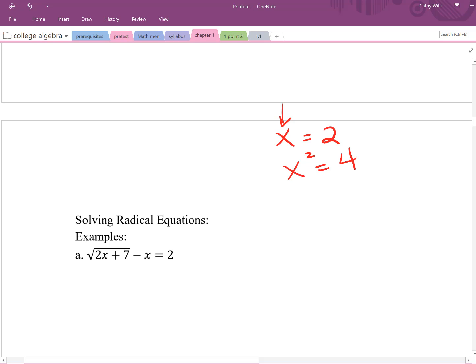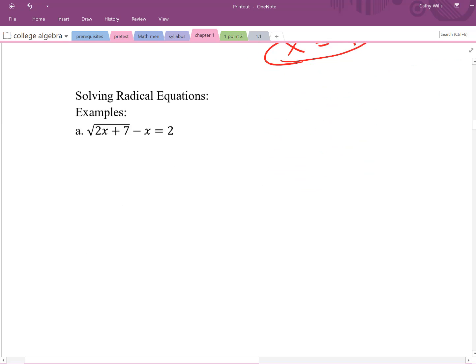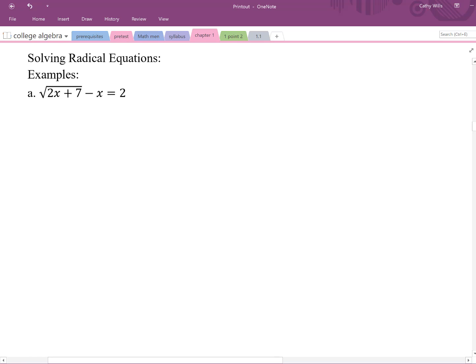Now it's a quadratic equation that has 2 solutions, plus or minus 2, because 2 squared is 4 and negative 2 squared is 4. So this equation has an extra solution that this equation doesn't have. So when you square both sides of any equation, you might add solutions that don't actually work in the original equation, and you always have to check your final answer to make sure that it actually does work.